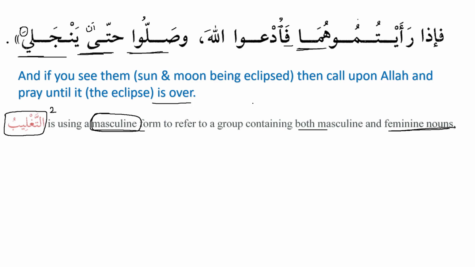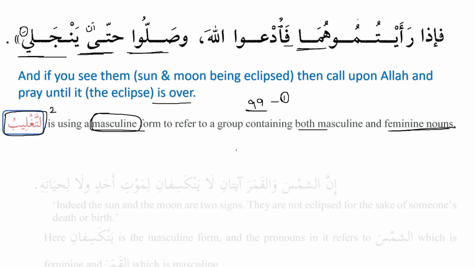So what is the usloob? If we have 99 women and one man, still the noun that will be used is for the masculine, not for the feminine. As we have lots of examples in the Quran, Ya ayyuhal ladhina amanu. As we know, alladhina is used for masculine and allati or allai is used for feminine. So it's not in the Quran, Ya ayyuhal ladhina wa allai wa allati. In the Quran we have Ya ayyuhal ladhina amanu, which refers to both masculine and feminine. And there are many examples of this in the Quran.